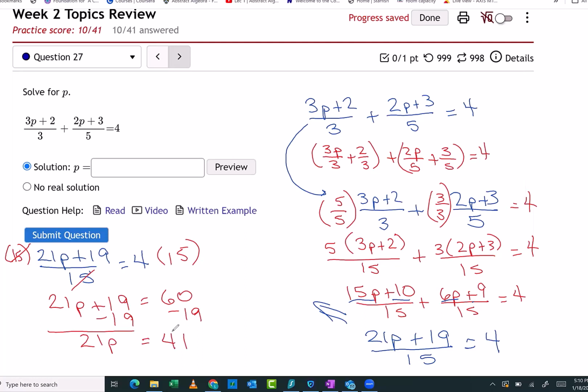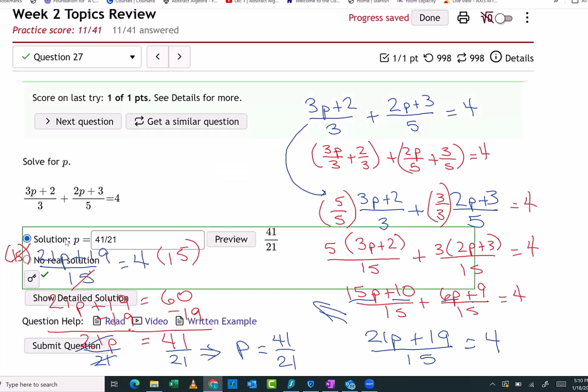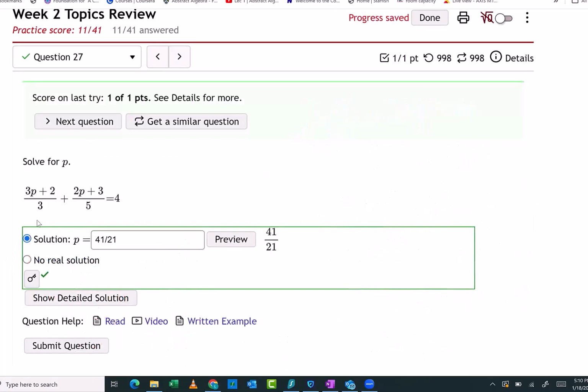The last thing I'm going to do is divide both sides by 21, which gives me p, because the 21 cancels with the 21, equals 41 divided by 21. It's not too bad once you get the hang of it.